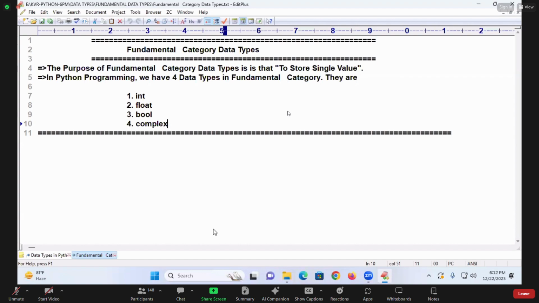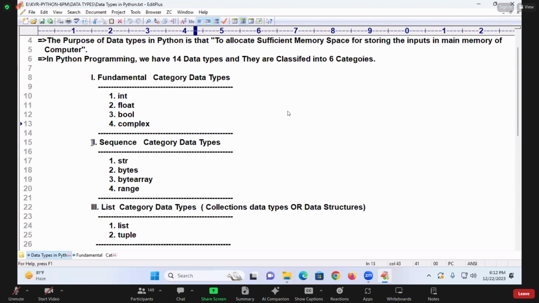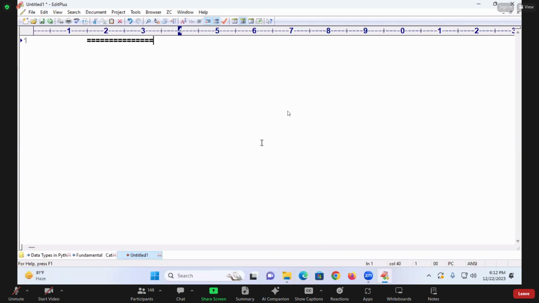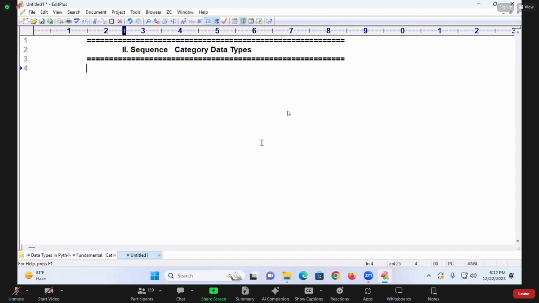Now I'm going to start with the next one. What is it? Sequence category data type I am going to discuss now. What is the use of this sequence category data type? The purpose of sequence category data type is to store a sequence of values.